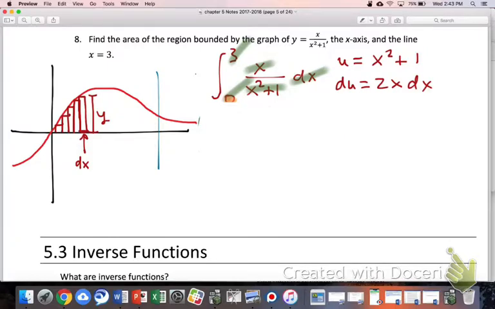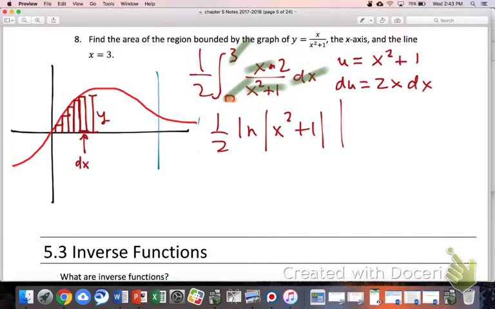Okay. So you're okay with this part, 1/2 natural log, absolute value of x squared plus 1? Yeah, I totally got it. So you're okay with that from 0 to 3? Yeah. And are you okay with the from 0 to 3 part? Yeah, that's what I got.